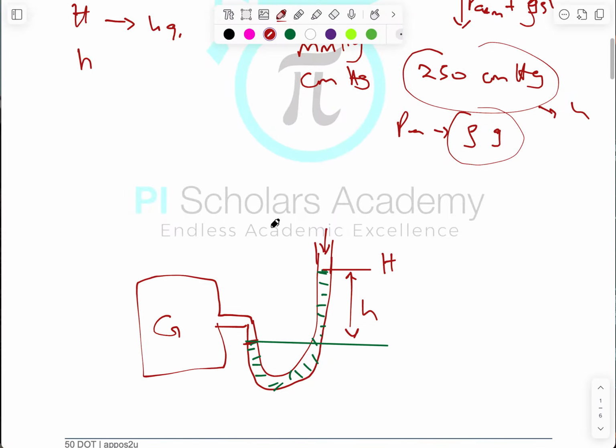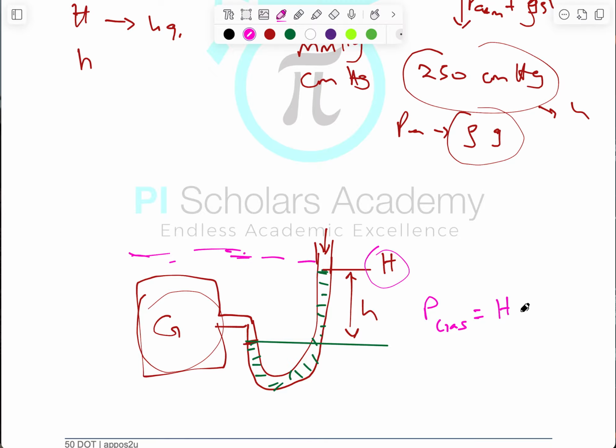Since I'm going below the atmospheric level, you can see that this gas is below the atmospheric level. Because of that, the pressure of the gas is going to be the atmospheric pressure, which is this capital H, plus small h. Had this gas chamber been above the atmospheric level, it would have been capital H minus small h.